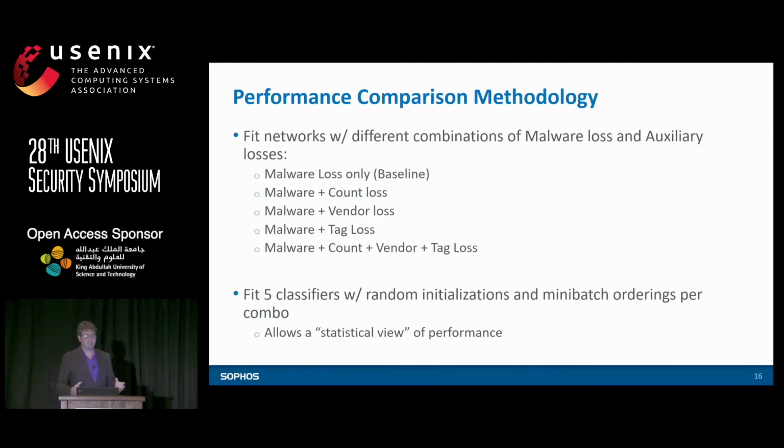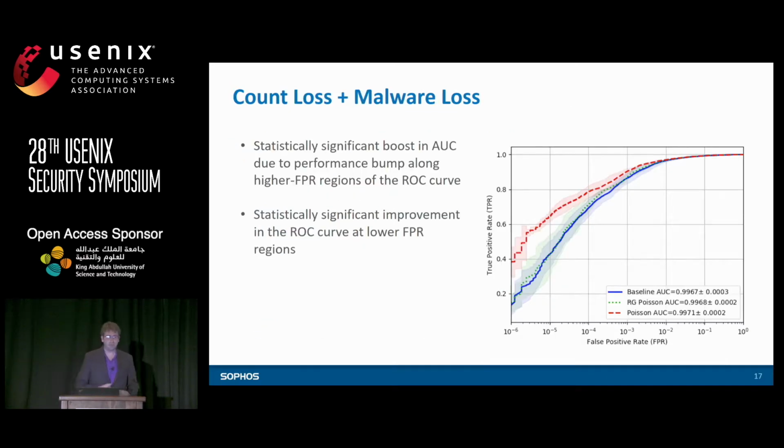So when we went to compare performance, we fit networks trained with different combinations of loss functions. And for each of these combinations, we fit 5 runs with random initializations and random mini-batch orderings to get sort of a statistical view of performance. So when we go to analyze performance, we do this via what are called receiver operating characteristics curves, or ROC curves.